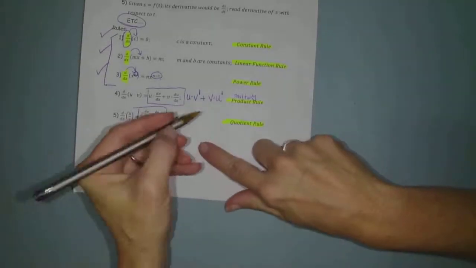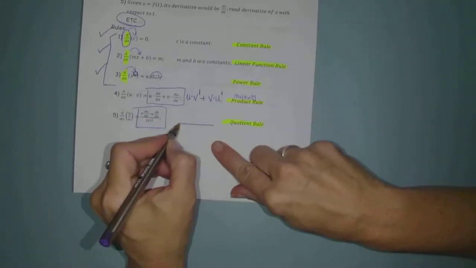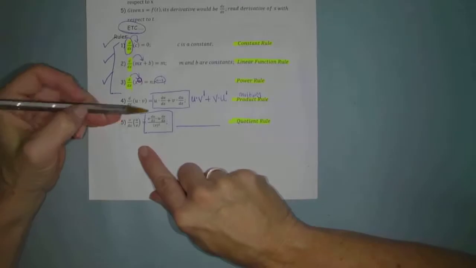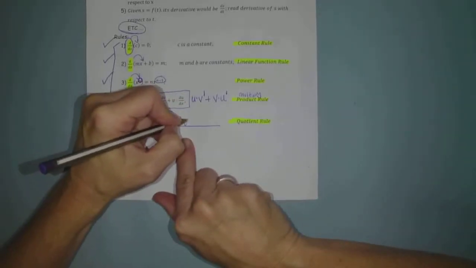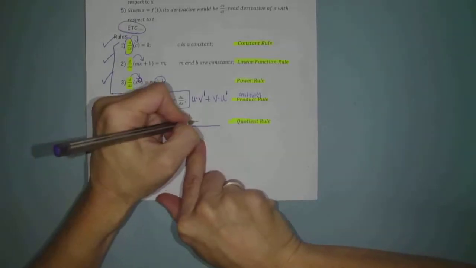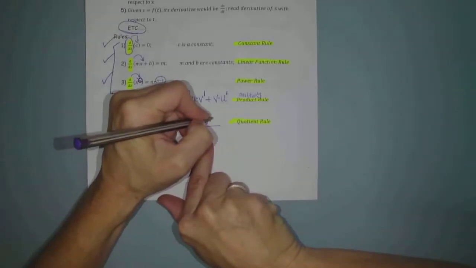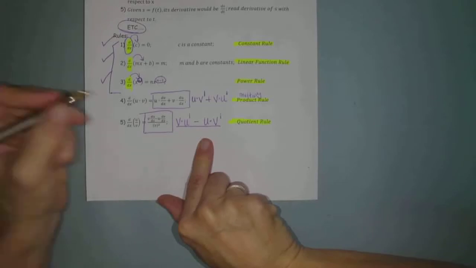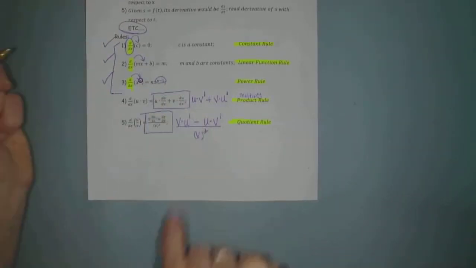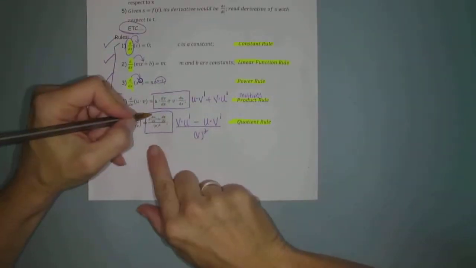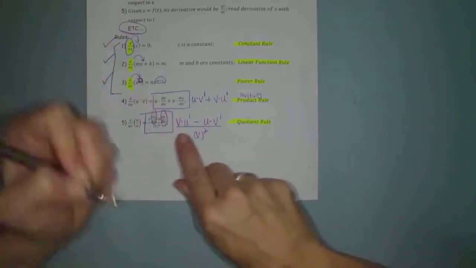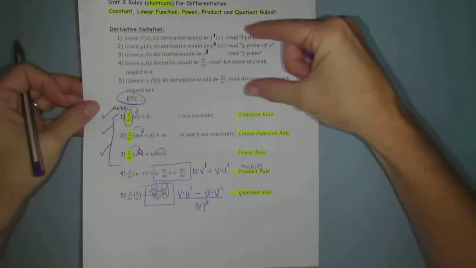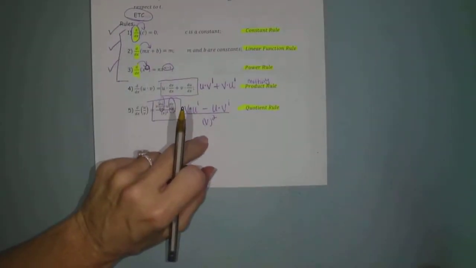Now, if you're a prime person, not Amazon Prime, if you're a prime person, it would look like this: v times u prime minus u times v prime all over v squared. Because again, du dx is the same as u prime, and dv dx is the same as v prime. And we learned that earlier in another video. So that's the quotient rule.